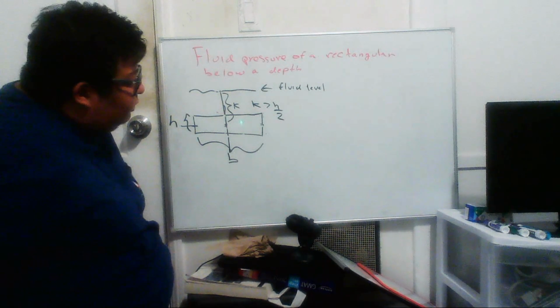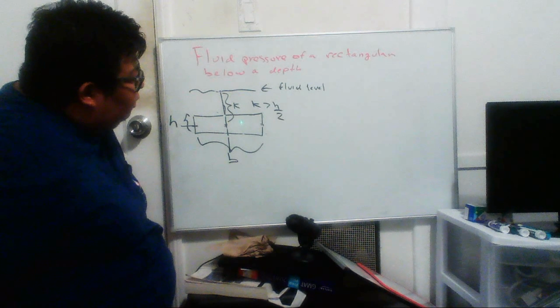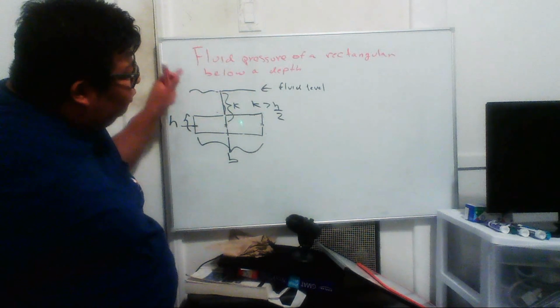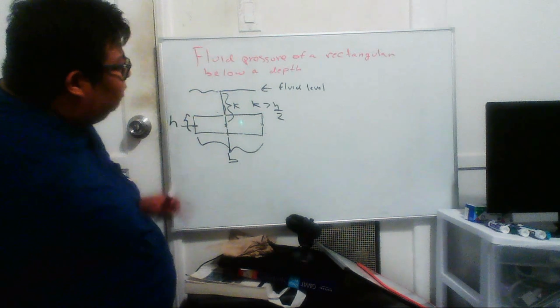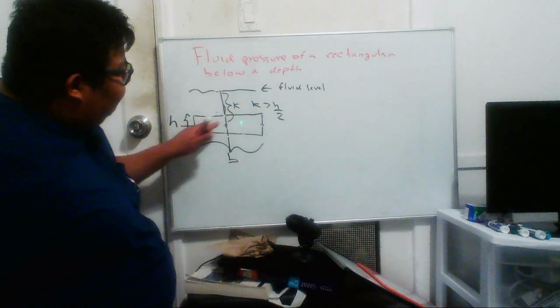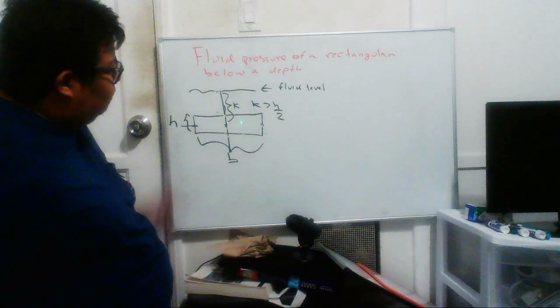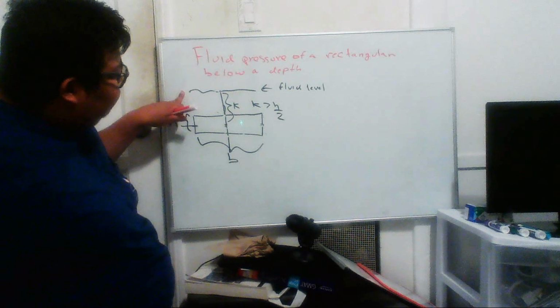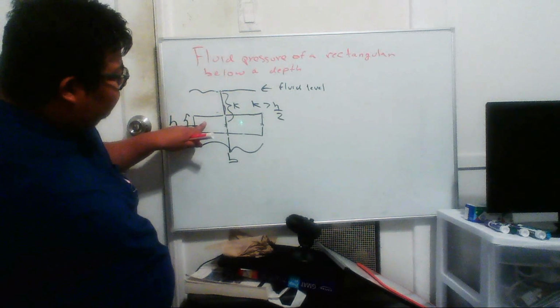Welcome friends. In this video we're going to talk about the fluid pressure of a rectangular plate that is vertical below a depth of a fluid level. As you can see, the top is the fluid level and then that's the vertical plate.